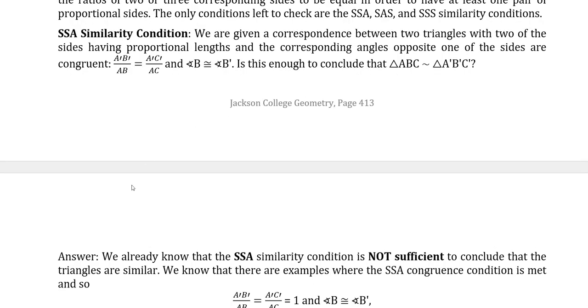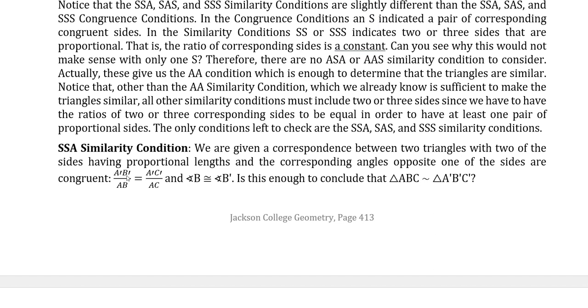So first of all, let's think about the SSA similarity condition. If we just think about this a little bit, we realize we already know the answer to this question. We are given a correspondence between two triangles with two of the sides having proportional lengths, and the corresponding angles opposite one of the sides are congruent. That is, say A'B'/AB equals A'C'/AC, and angle B is congruent to angle B'. Is this enough to conclude that triangle ABC is similar to triangle A'B'C'?